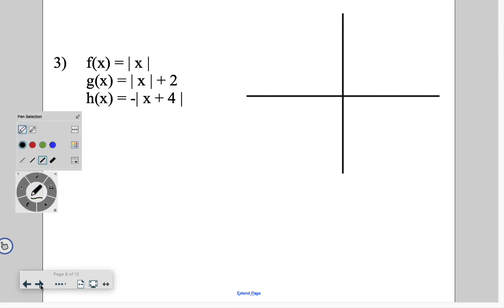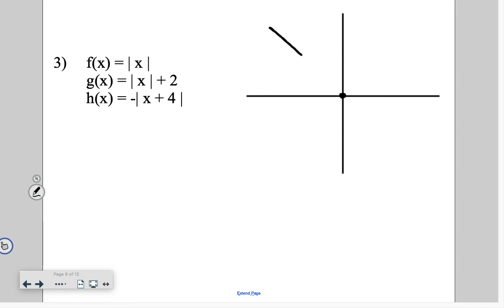Now we go to absolute value. What does the graph look like for the parent function absolute value? It's a v. Yep. So the origin is where the vertex is at. There's your parent function. There's the absolute value of x. It's over on the wall. Okay.